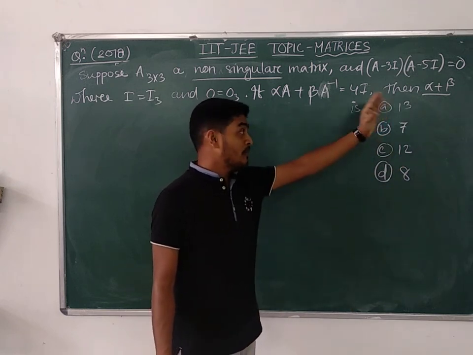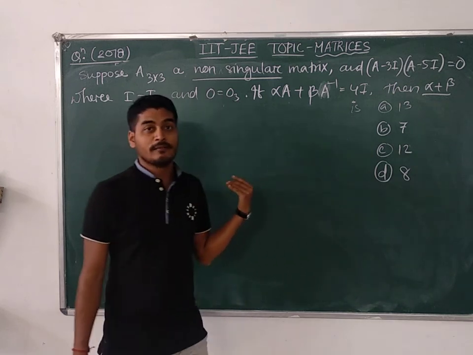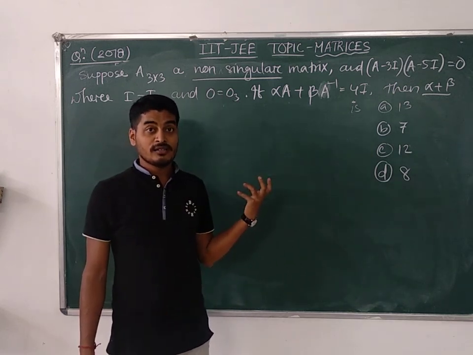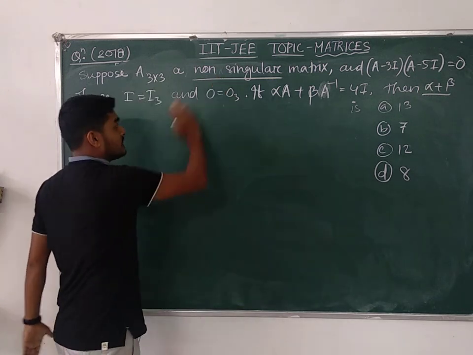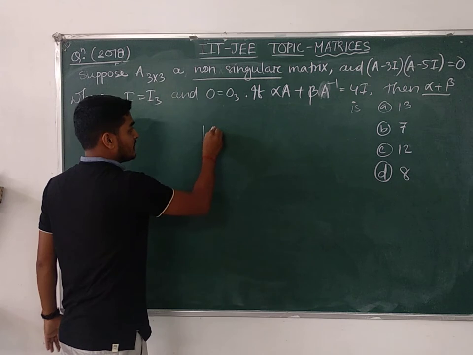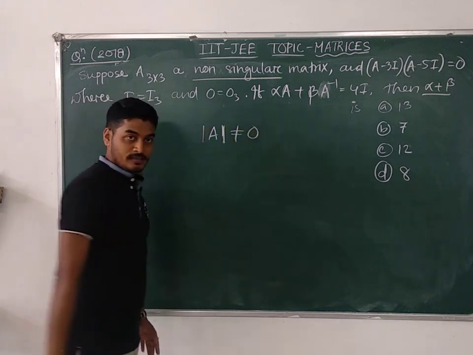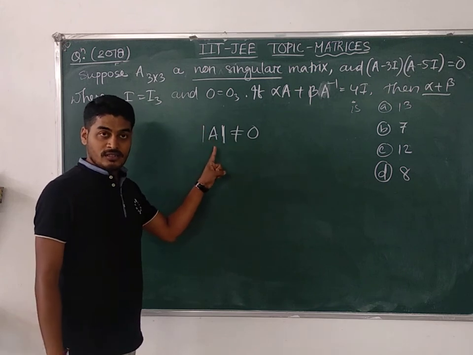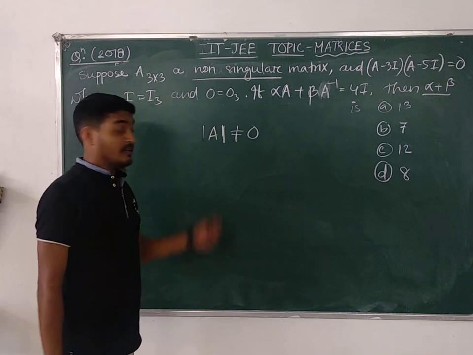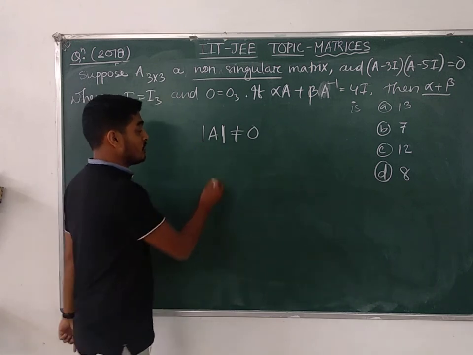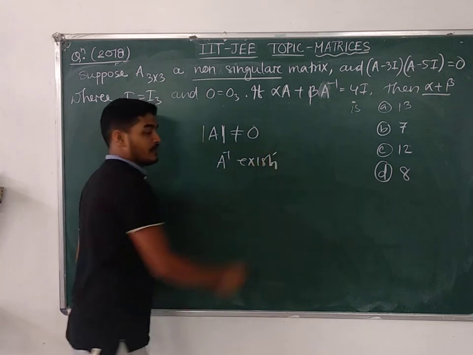So to find the value of alpha plus beta, first of all we should find the values of alpha and beta. So how can we find them? One specific condition is given. The matrix is non-singular. That means the determinant value of the matrix is not equal to 0. Always remember, non-singular means its determinant value is not equal to 0. And if the matrix is non-singular, then A inverse exists. You can easily find out the inverse of the matrix.